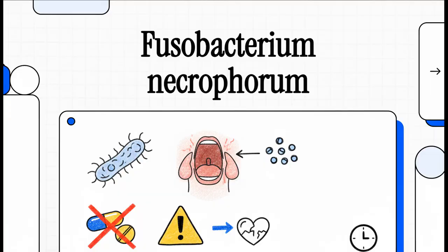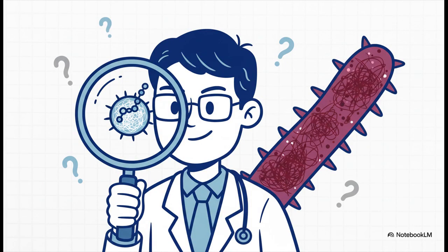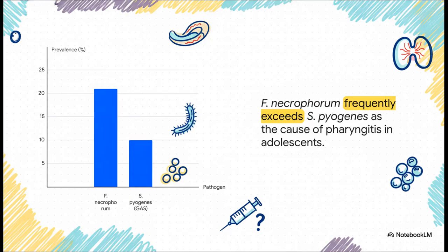Let's get into it. You know the drill. A teenager comes in, raging sore throat, tonsils are a mess, and the first thing on everyone's mind is Group A strep. But what if our go-to diagnosis is wrong? What if the real culprit is hiding in plain sight, an anaerobe that our standard tests are designed to miss completely? Just look at this data.